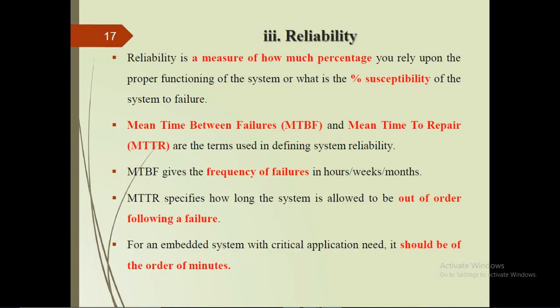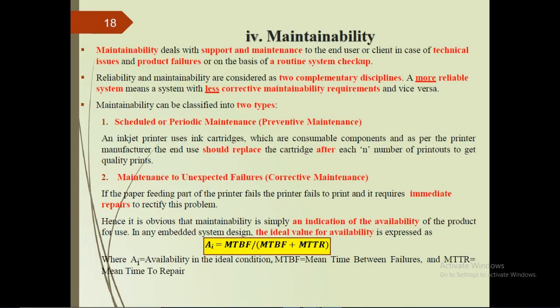Reliability. Reliability is a measure of how much percentage you rely upon the proper functioning of the system. Okay, or what is the percentage susceptibility of the system to failure. Mean time between failure and mean time to repair are the terms used in defining system reliability. MTBF gives the frequency of failure in hours, weeks, and months. MTTR specifies how long the system is allowed to be out of order following a failure. For an embedded system with critical application need, it should be out of order only for minutes.